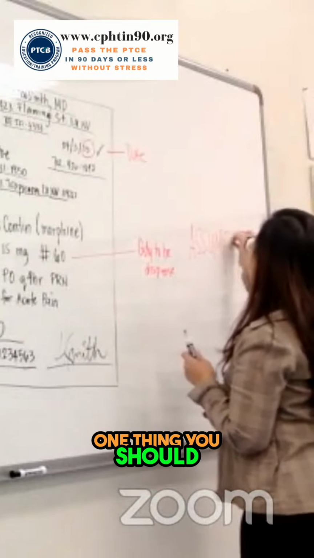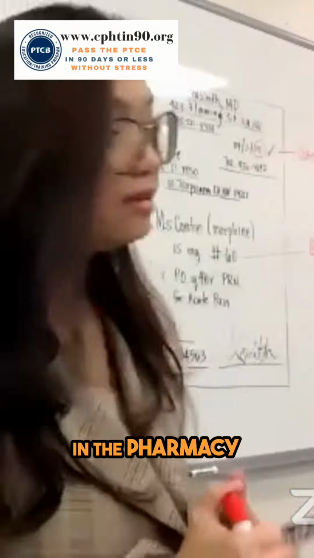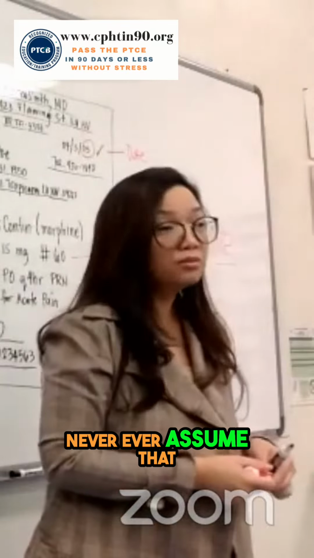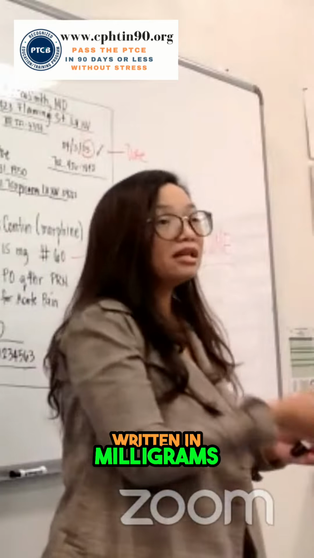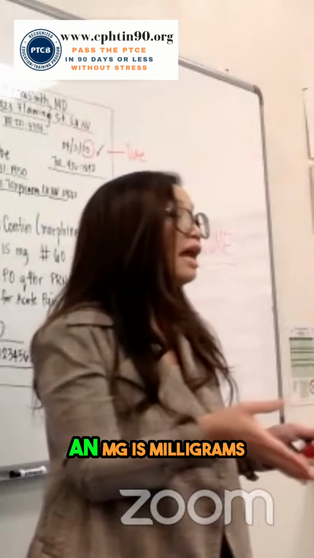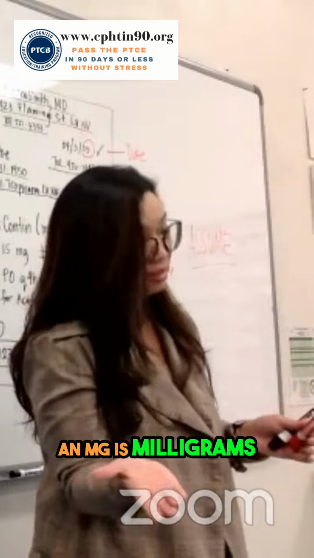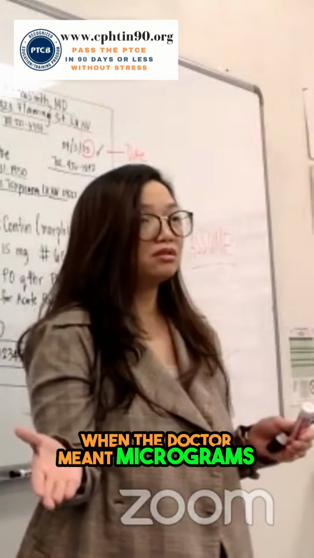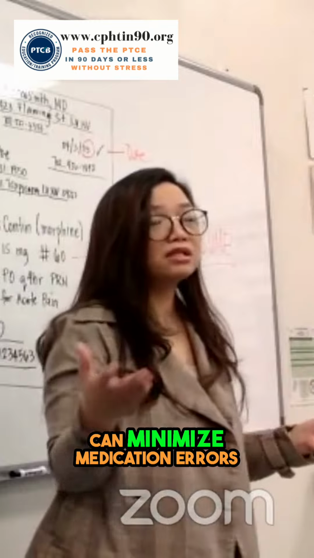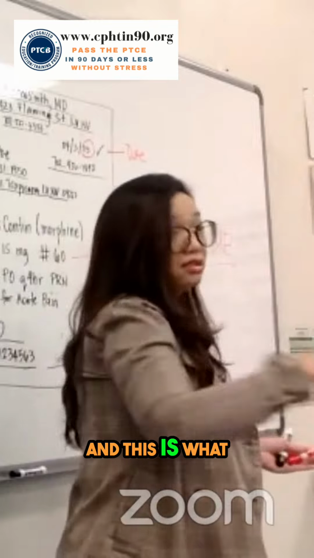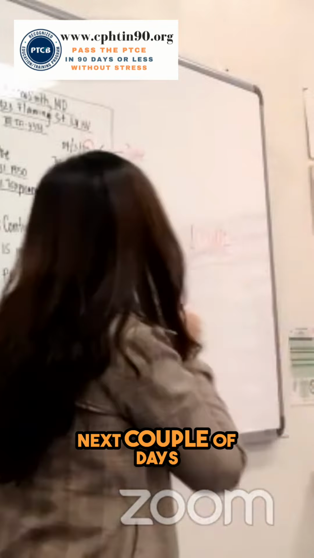One thing you should never do in the pharmacy is assume. Never ever assume that that is milligrams, written in milligrams. That mg looking like an mg is milligrams when the doctor meant microgram. There are rules and regulations we set in place so that we can minimize medication errors. And this is what we're going to be talking about in the next couple of days.